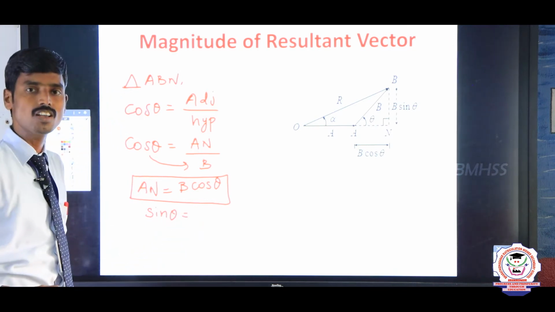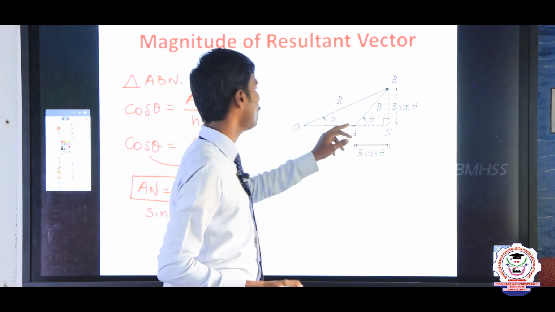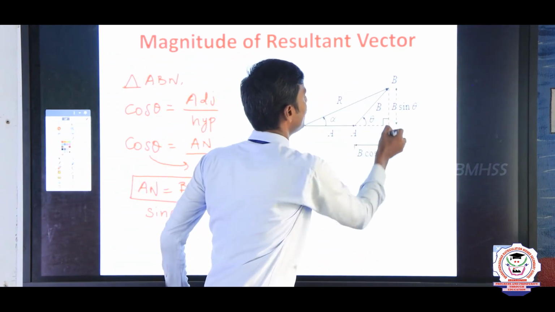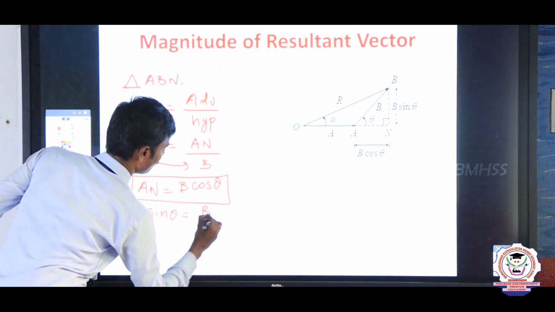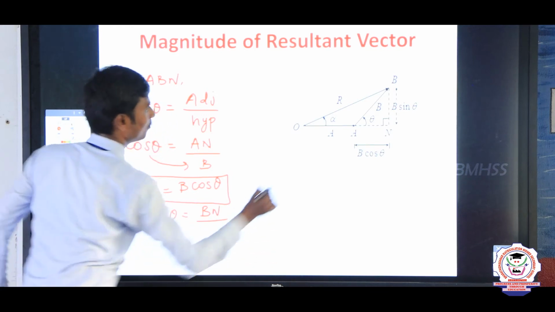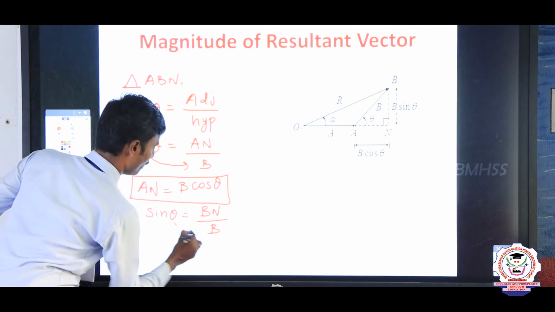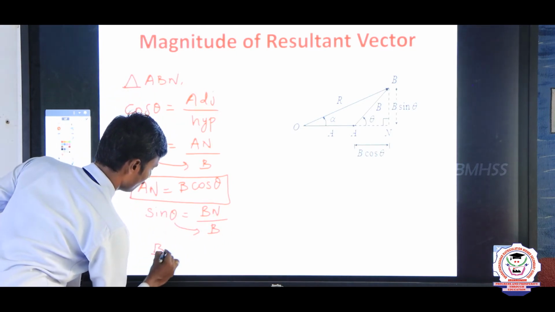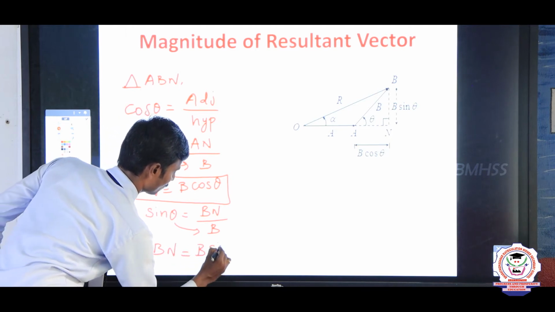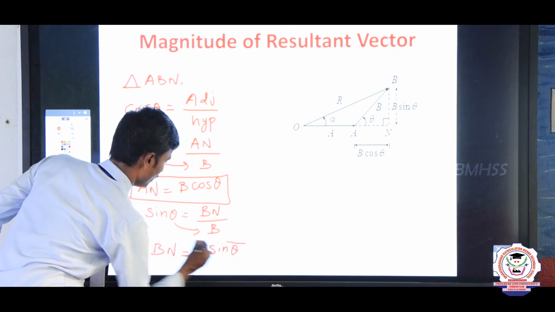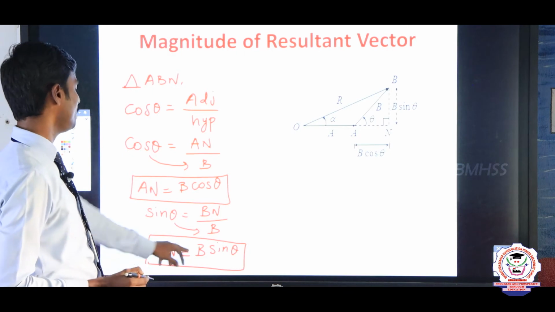Sin theta is nothing but opposite side by hypotenuse. Take right angle triangle ABN, where theta is the angle, and the opposite side is BN. So BN divided by B. Cross multiply, we need BN only, so BN equals B sin theta. This is the next equation. So AN is B cos theta, and BN is B sin theta.